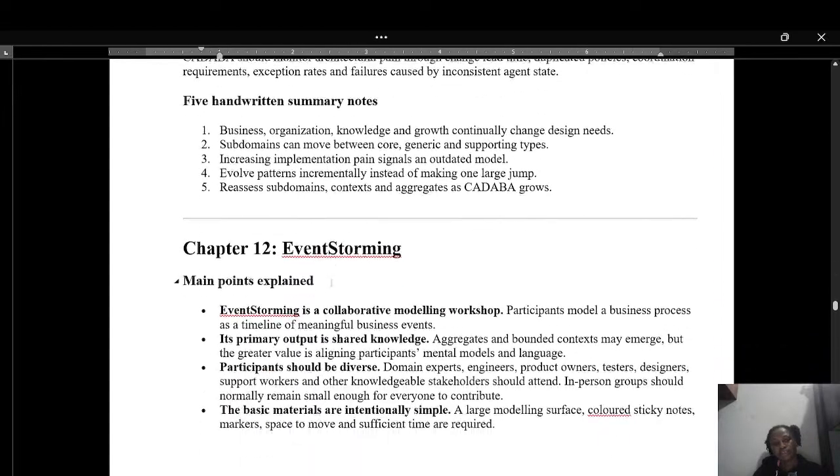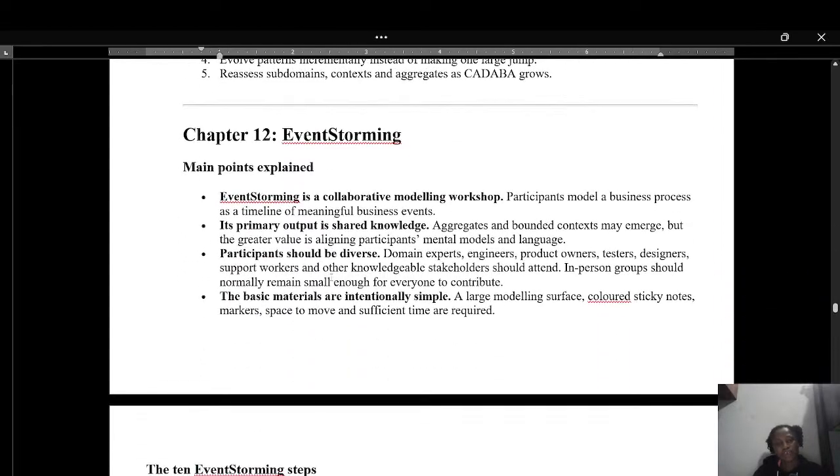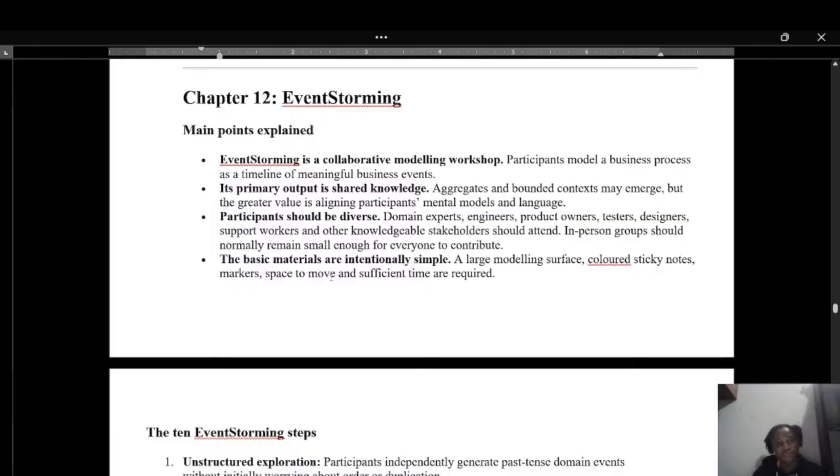So that is that about chapter 11. Now let's move to chapter 12. We'll study for like 5 minutes and then we'll come back to summarize.